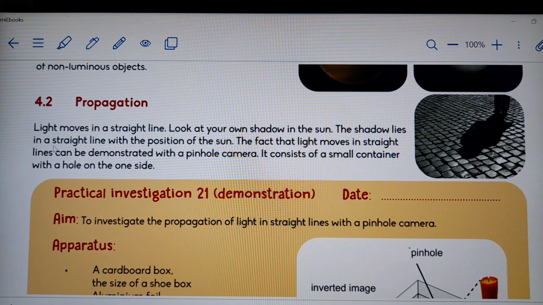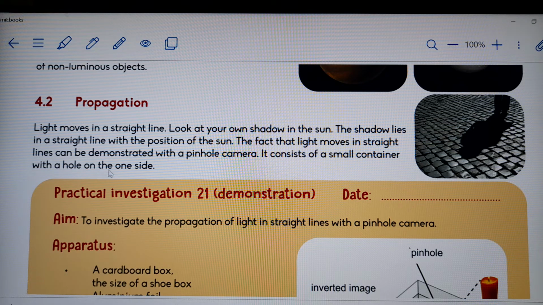Then we look at what is propagation. Okay, so they say light moves in a straight line. Look at your own shadow in the sun. Okay, for example, here we see the shadow. The shadow lies in a straight line with the position of the sun. The fact that the light moves in a straight line can be demonstrated with a pinhole camera. It consists of a small container with a hole on the one side. Okay, so you need to know that light moves in a straight line.